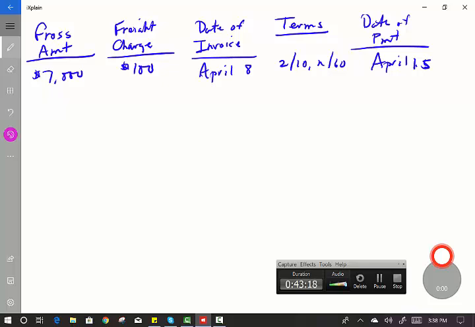First of all, let me determine if I can take a discount. The date of my invoice is April 8th, and in its ordinary terms, if everything is applicable, I can take a 2% discount if paid within 10 days, but the net is due within 60. So April 8th plus 10 days is April the 18th, and I paid on April the 15th, so therefore I can take that 2% discount.